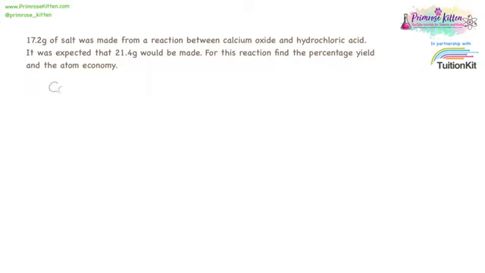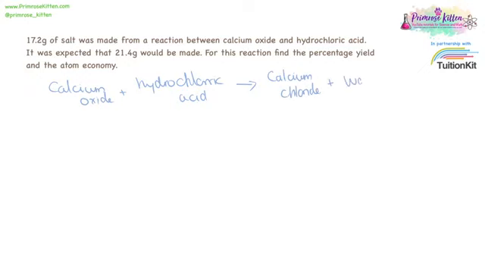So we have the reaction between calcium oxide and hydrochloric acid. Now you should know that whenever we react a metal oxide with an acid, we're going to get a salt. In this case, it is going to be calcium chloride, and we are going to get water. Now we can turn that into a balanced equation.